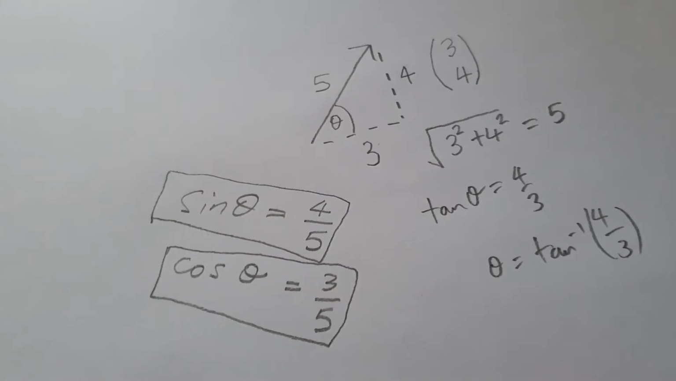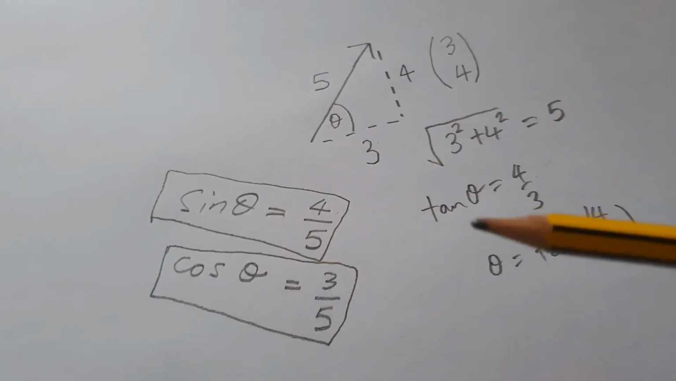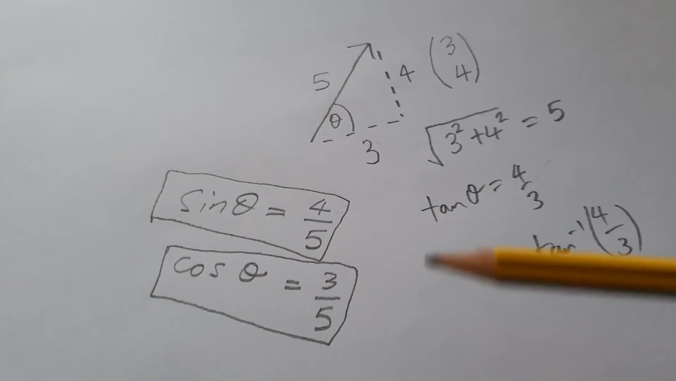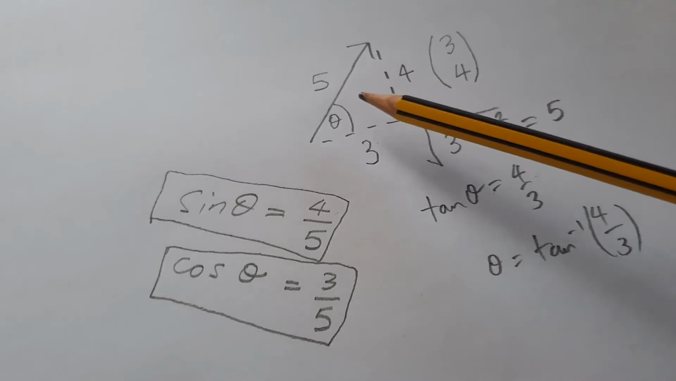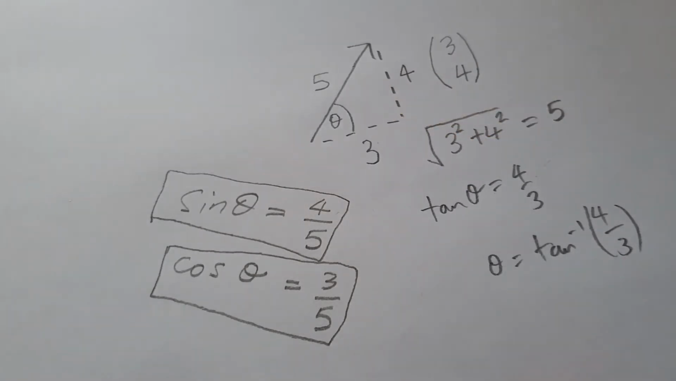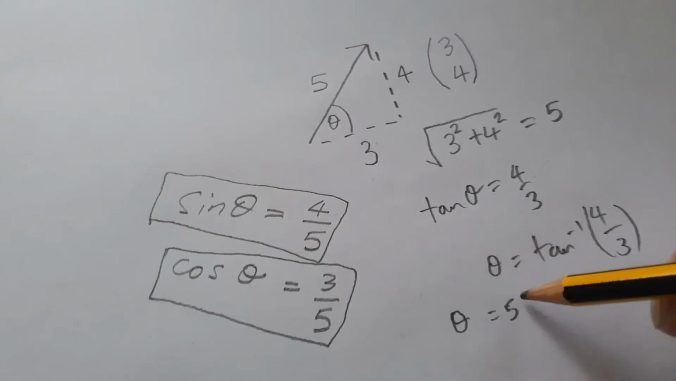Right, so we know that tan theta is 4 divided by 3. We know that sine theta is 4 divided by 5. And we know cos theta is 3 divided by 5. Now, if you were given the angle instead, in this case the angle would be the inverse sine of 4 divided by 5. So 53.13. Right, so if you were given the angle, then I'm just going to write down theta equals 53.13.